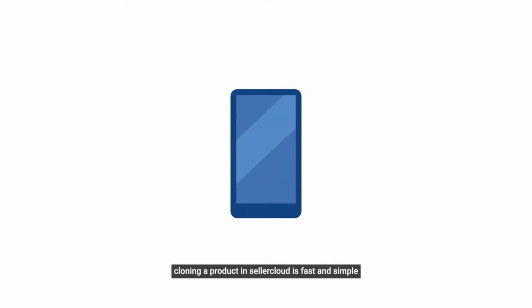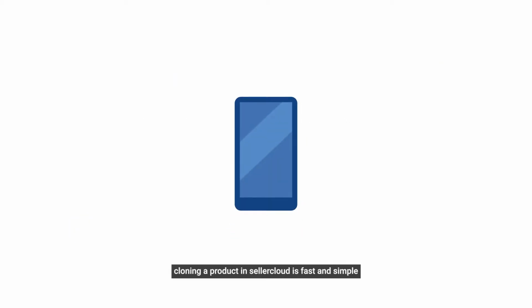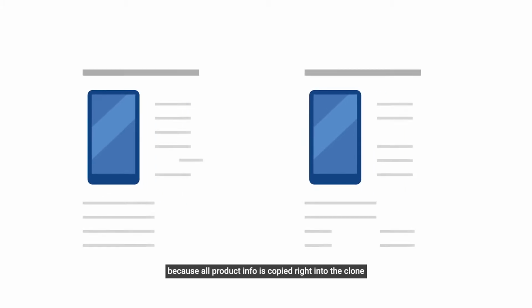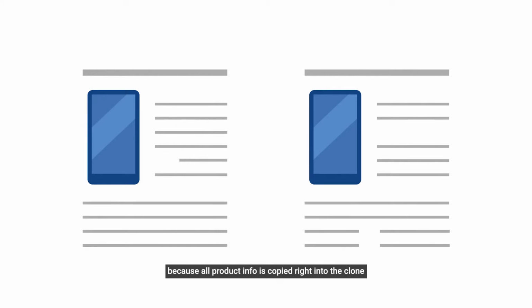Cloning a product in Sellercloud is fast and simple. Cloning saves you time and labor when creating similar products, because all product info is copied right into the clone, and you can make changes from there, such as product ID, SKU, and more.